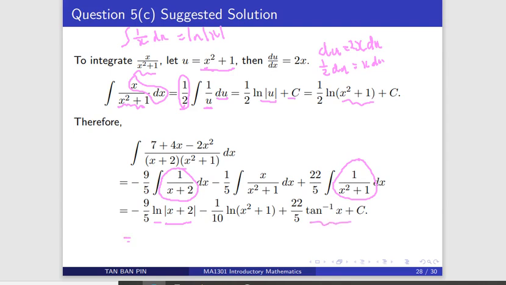So the final answer will be minus 9/5 ln magnitude x plus 2, minus 1 over 10 ln x squared plus 1, plus 22 over 5 tangent inverse x plus c.